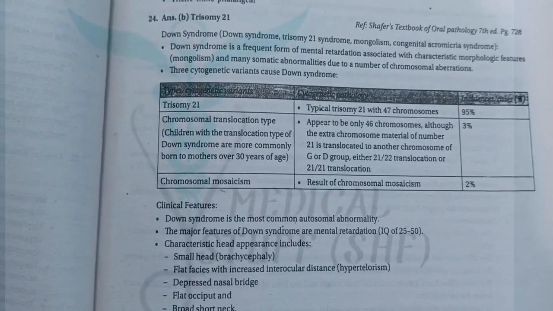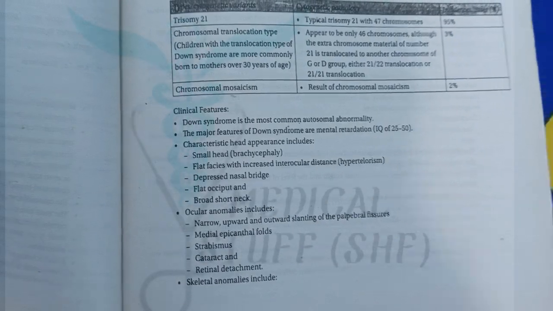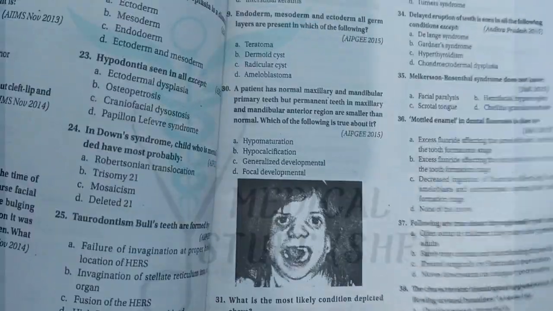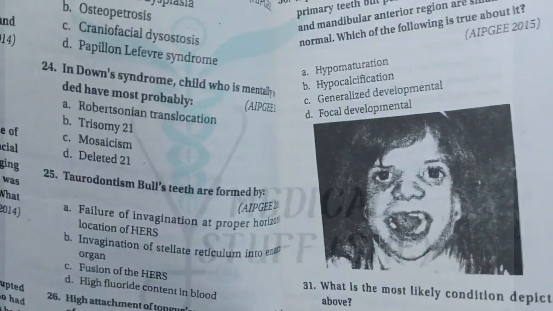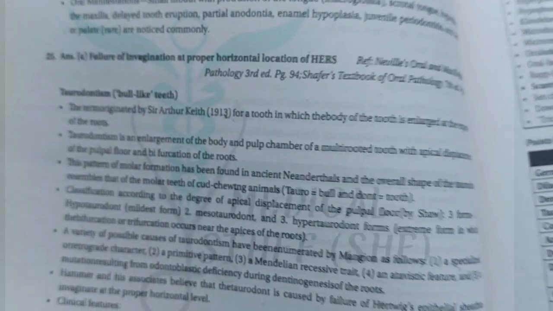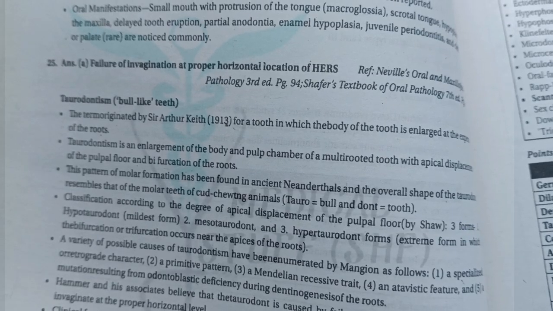The next question is: in Down syndrome, a child who is mentally retarded has most probably. The answer is trisomy 21. Down syndrome, this is a line from your book. The next question is: taurodontism, bull's teeth, are formed by. The answer is failure of invagination at proper horizontal locations of HERS, Hertwig's epithelial root sheath.